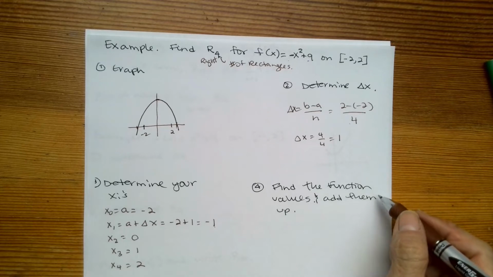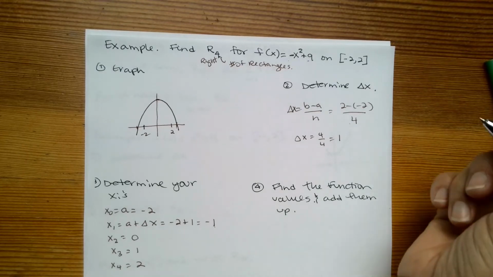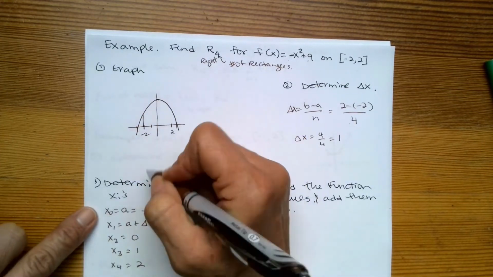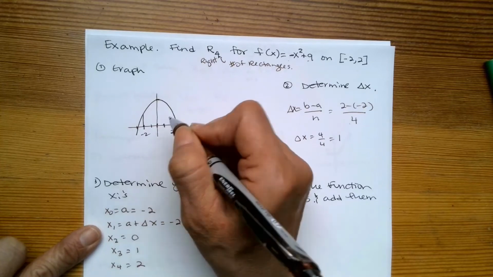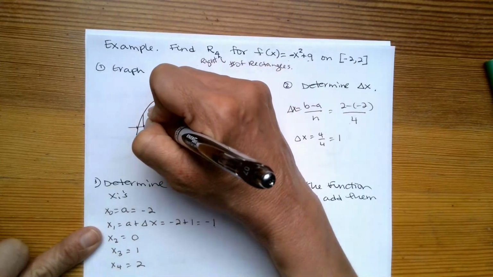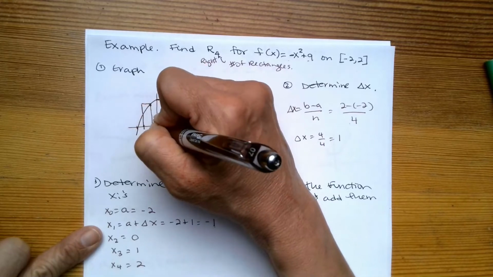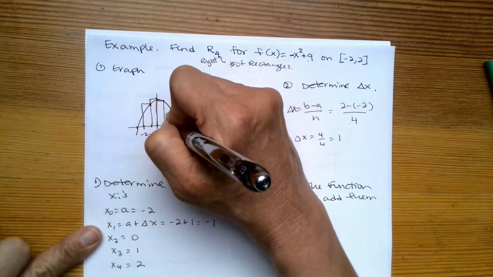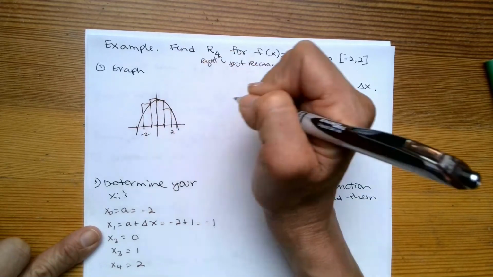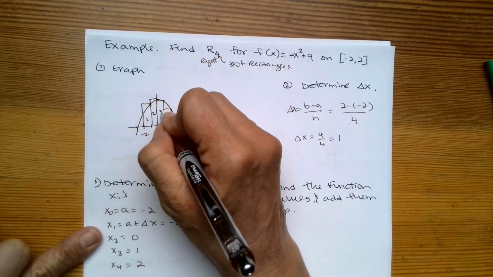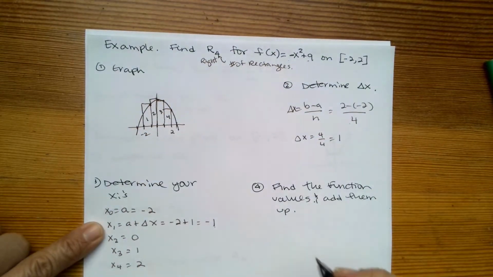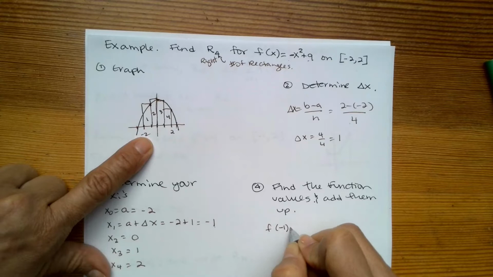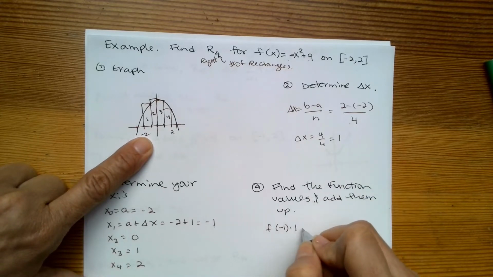So now we're going to find the function values, add them up, and remember, we're doing area of rectangle, so it's the heights times the widths. So let's see, my x's are -2, -1, 0, 1, and 2, and the right endpoints. I'm just going to go up and draw those rectangles in. So there are my 4 rectangles. So that first rectangle, its height is f of -1, and then times its width, delta x, which is 1.